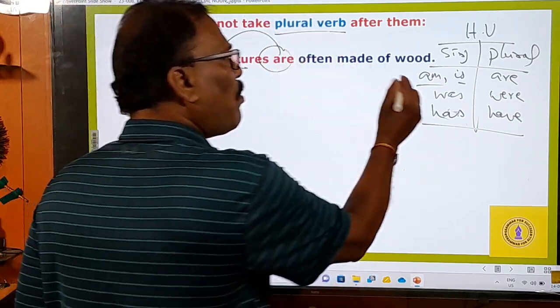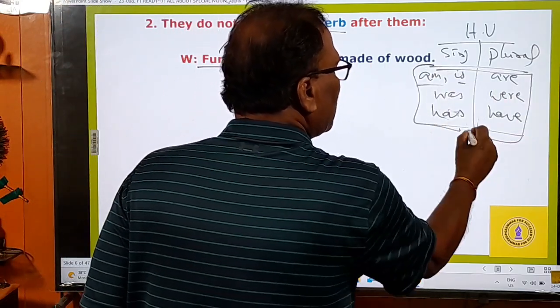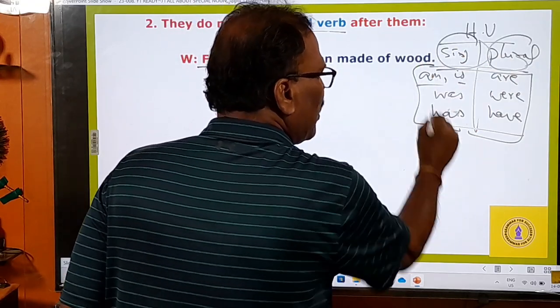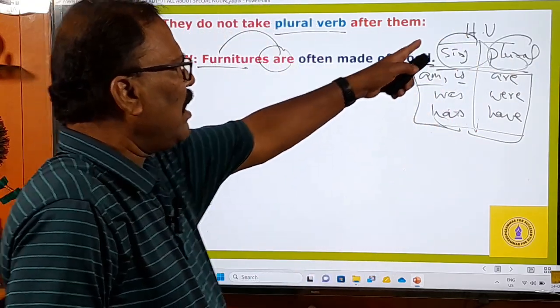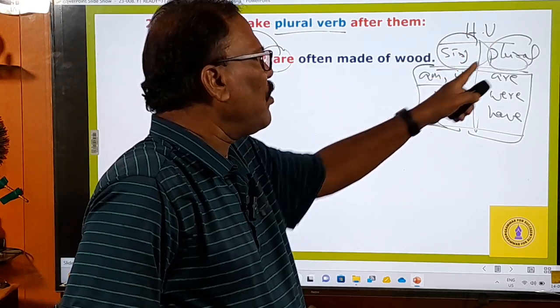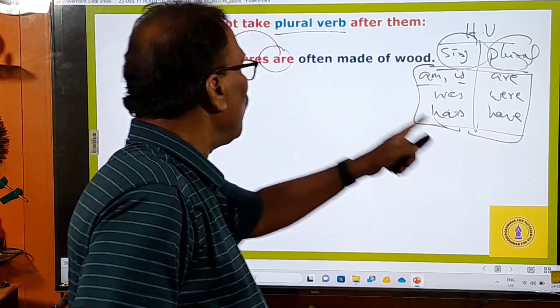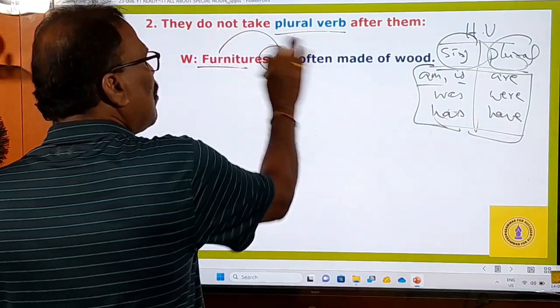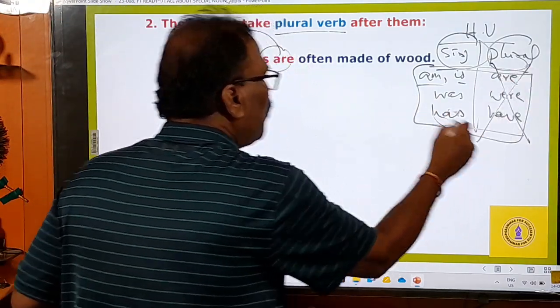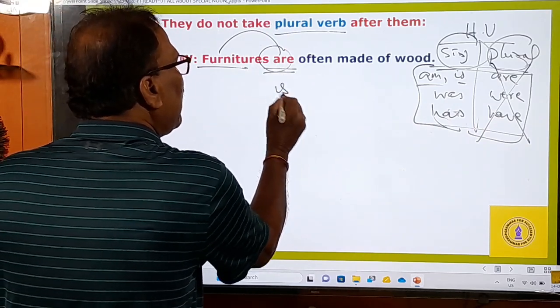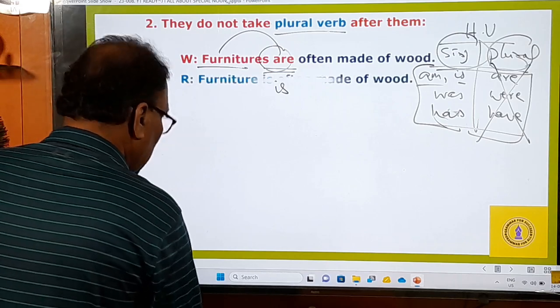So here there is no problem with them. The problem is only with these basic helping verbs, and in the examination they give you only these things. That's why I am giving these helping verbs. HV means helping verbs, singular, plural. Am is singular, are is plural. Was is singular, were is plural. Has is singular, have is plural. So here, these uncountable nouns are not used with plural forms. So furnitures are is wrong. Now, what is the singular of this? Is. Okay. And that's why the sentence is in this way.